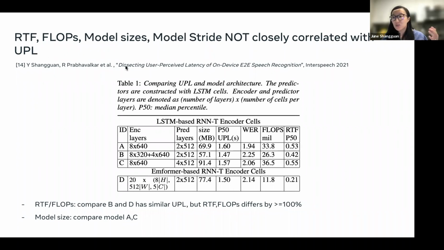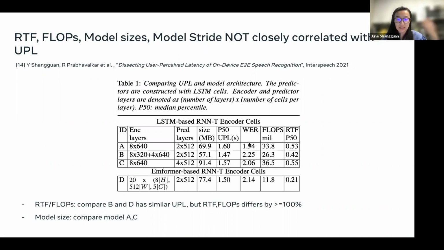So let's look at some of the traditional things that we report in academic papers. RTF, real time factor, is defined as the ratio between the amount of time you need to process 1 second of audio. FLOPs, easy, just counts the number of computations. Model size is just the number of parameters in the model. Model stride in ASR means how many frames you wait until you run one forward function. So these are the common things that people report to say, look, my latency is low because my RTF is low. So we did a comprehensive analysis of that.